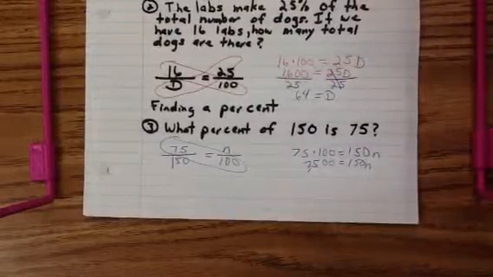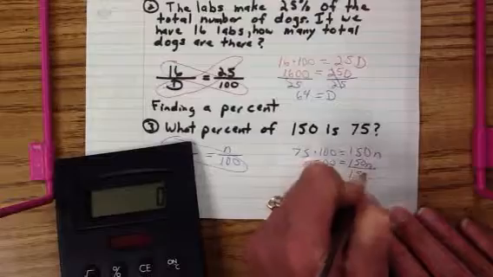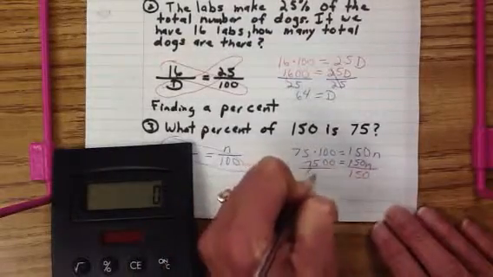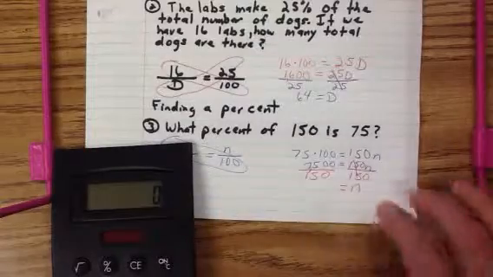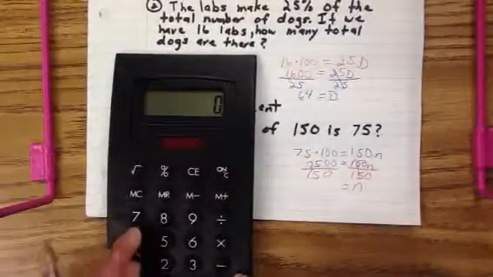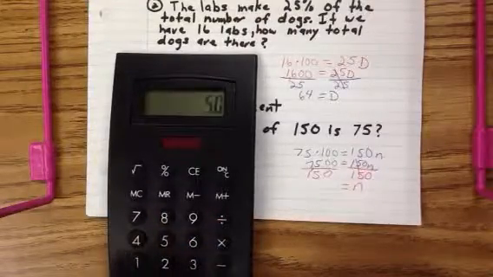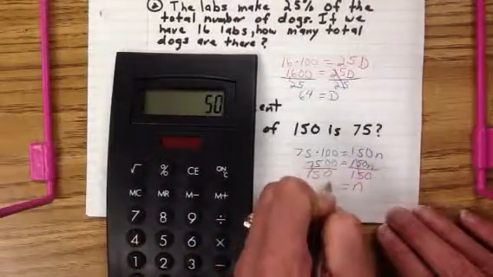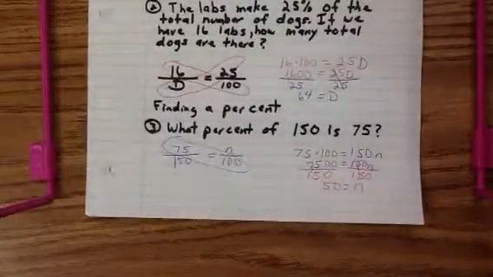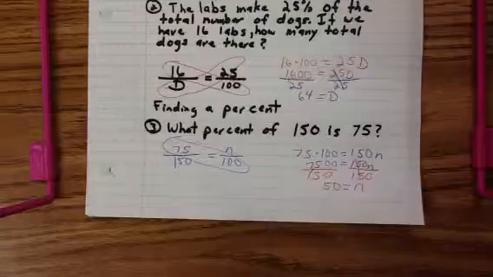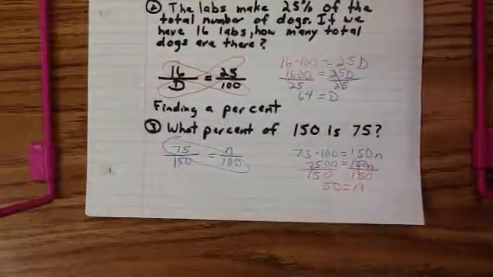Okay, so now we need to divide by 150 and divide this side by 150. These cancel, n is alone. And as you can see, 7,500 divided by 150, and n equals 50. So these are three methods for using proportion to solve for unknown numbers and solve for percents. Thank you.